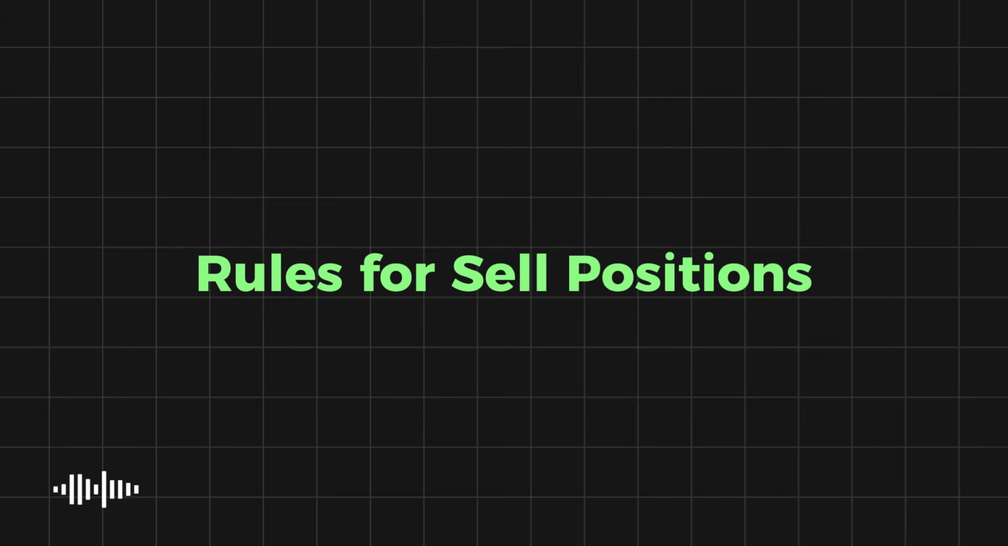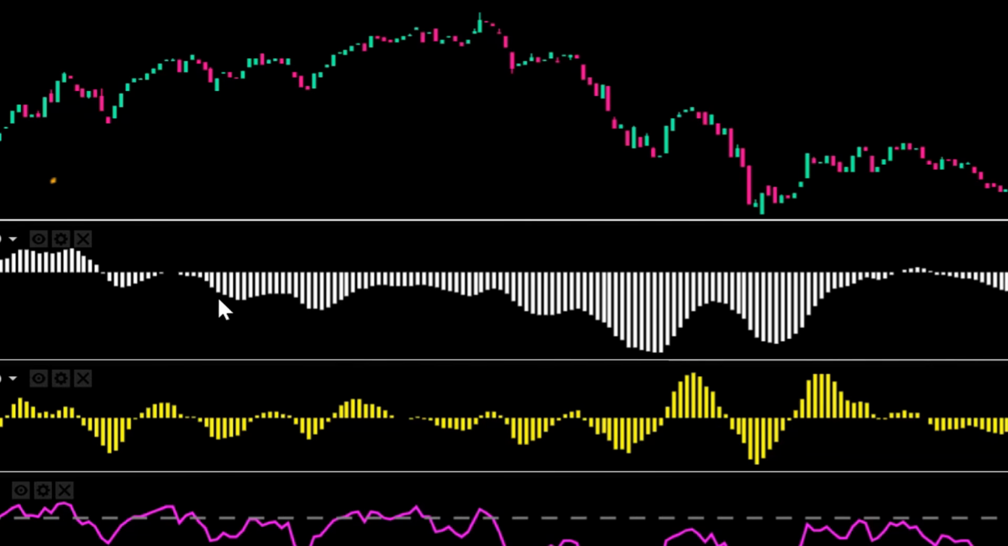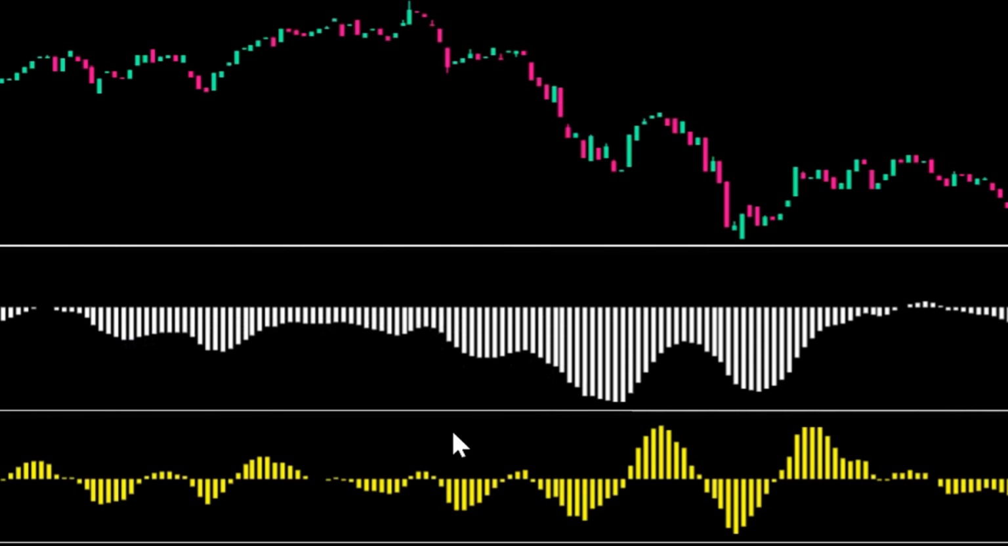Rules for sell positions. Okay, let's go step by step for a sell trade. First, check the slow MACD. Its histogram should be below 0, which shows that the main trend is down. Now look at the fast MACD. When its histogram is above 0, it shows a pullback inside a downtrend.